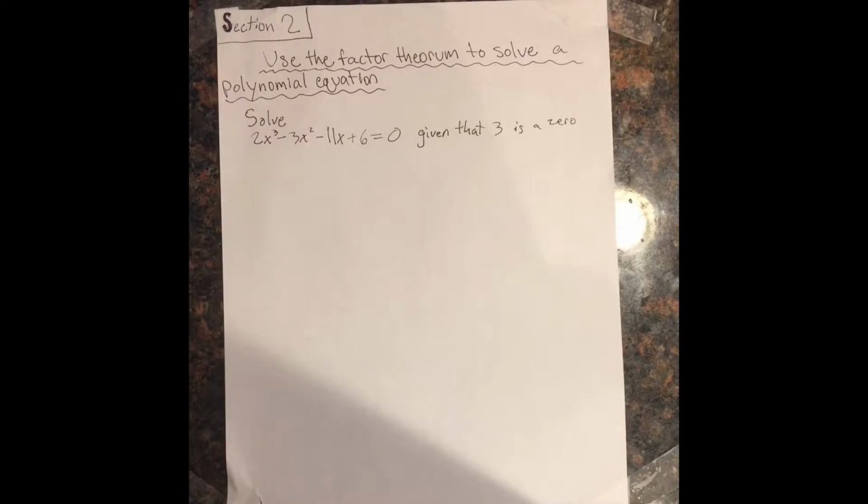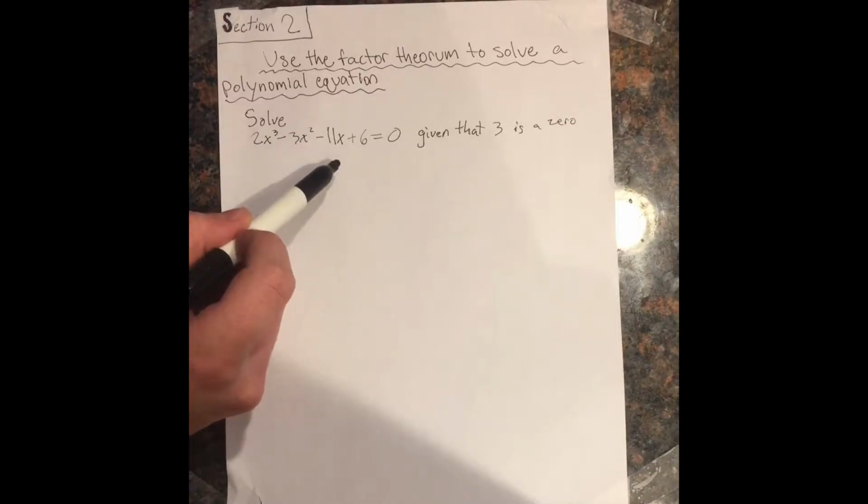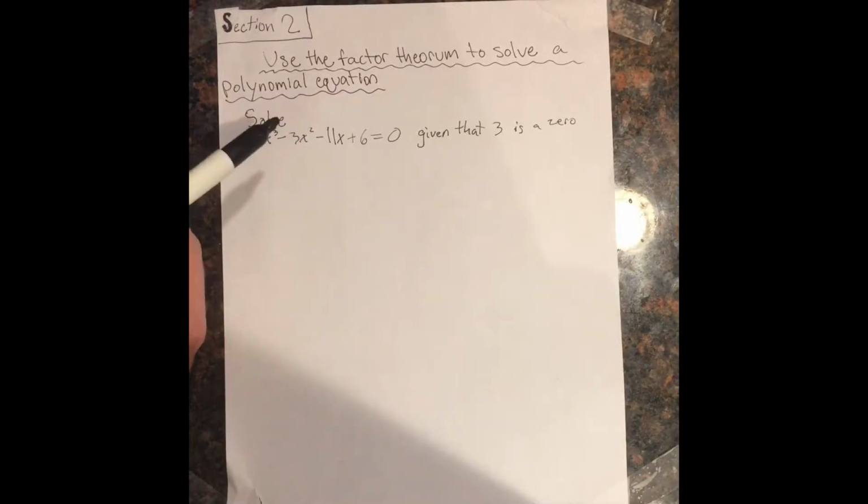Our objective is to use the factor theorem to solve a polynomial equation. So what we're tasked to do is to solve the equation 2x cubed minus 3x squared minus 11x plus 6 equals 0, given that 3 is a 0.